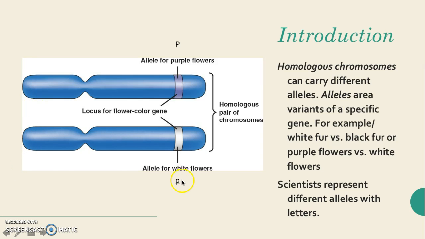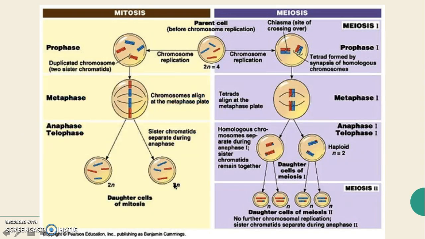I put the little underline just because, well, capital P and lowercase p look pretty much identical. So the little underline just helps us separate that this is the lowercase one, okay?